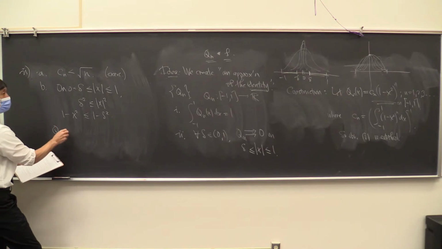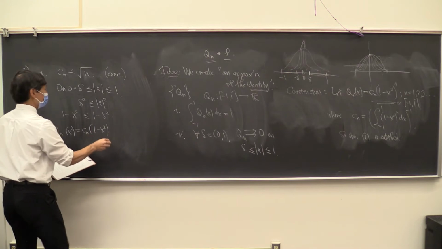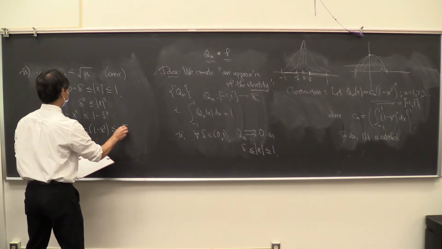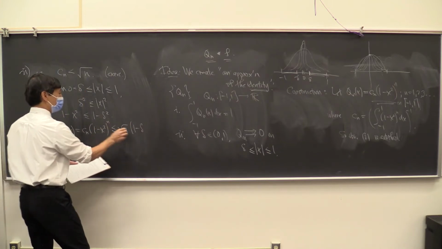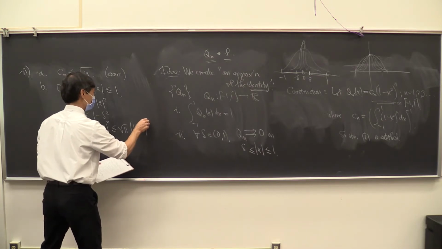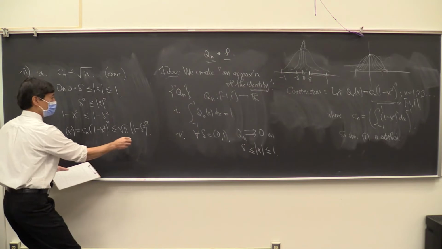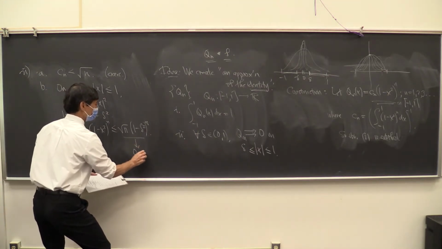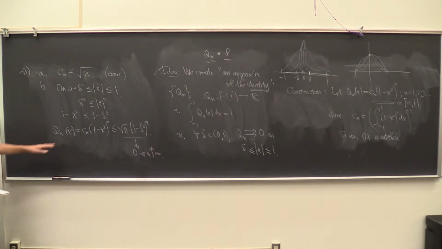Right. So Q_n is c_n (1 minus x squared) to the n. So that's smaller than the square root of n times (1 minus x squared) to the n. So this is smaller than the square root of n times (1 minus delta squared) to the n. Okay, and then this thing goes to 0 as n goes to infinity. Right. So that gives you your uniform convergence.